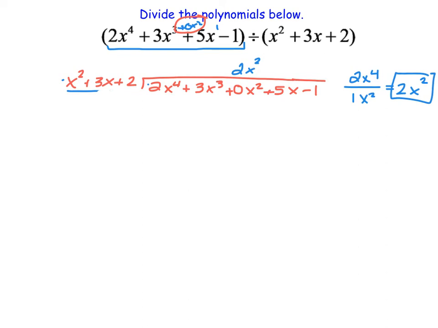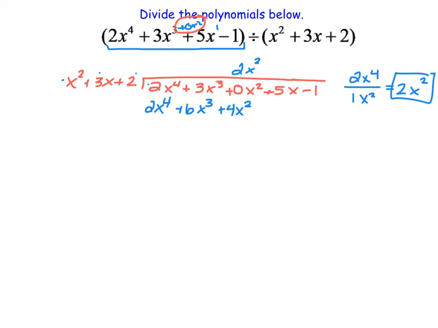So if I multiply all of these by 2x squared, I end up with 2x squared times x squared, which is 2x to the fourth. 2x squared times 3x, so 2 times 3 is 6, and x times x squared is x to the third. And then I have 2 times 2x squared, which becomes 4x squared. So that's where we start.